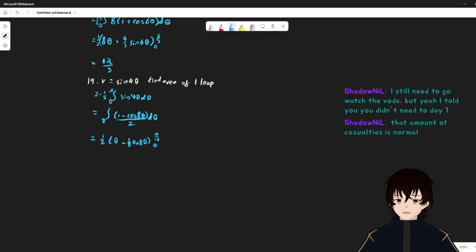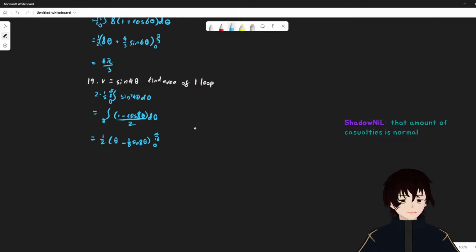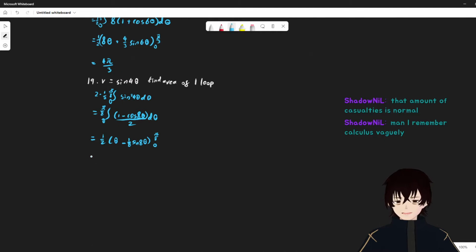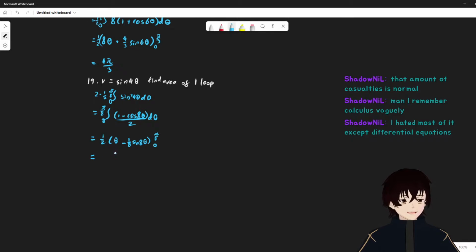But this was my fault, this shouldn't be pi over 8. Pi over 8 is half a loop here. And fix this as well. You're expected to have your whole facility wiped by Bina. You better remember calculus. You probably recognize theta. Hit most of it except differential equations.